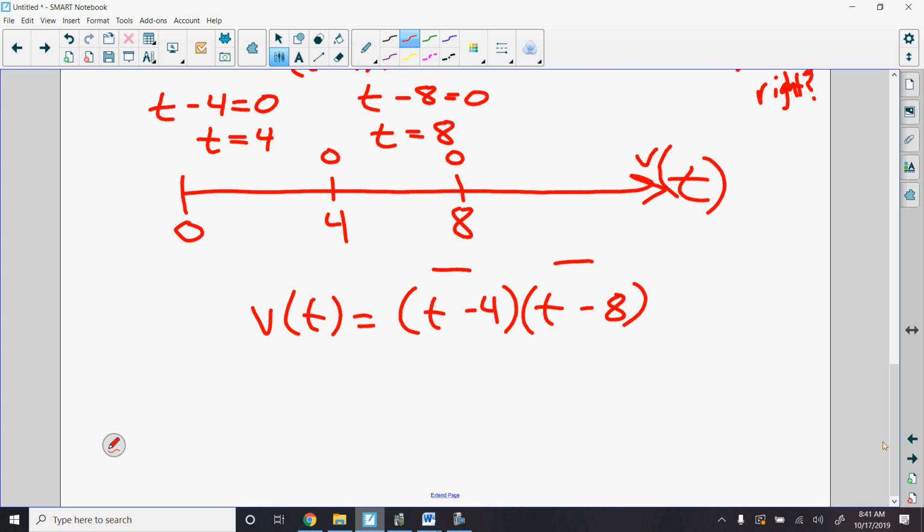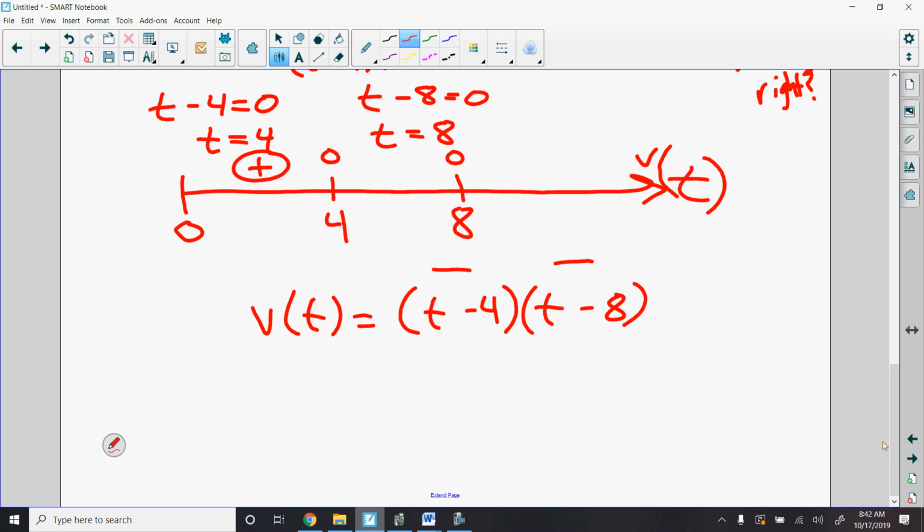That means my velocity has to be positive for every number between 0 and 4, because there were no other zeros between 0 and 4. So what I do is I write a plus right here. I know from t equals 0 to t equals 4, my velocity is positive that entire time. Now I need to check another number. I don't need to check any other numbers between 0 and 4 because I know that whole region has a plus velocity. Now I'm going to choose a number between 4 and 8.